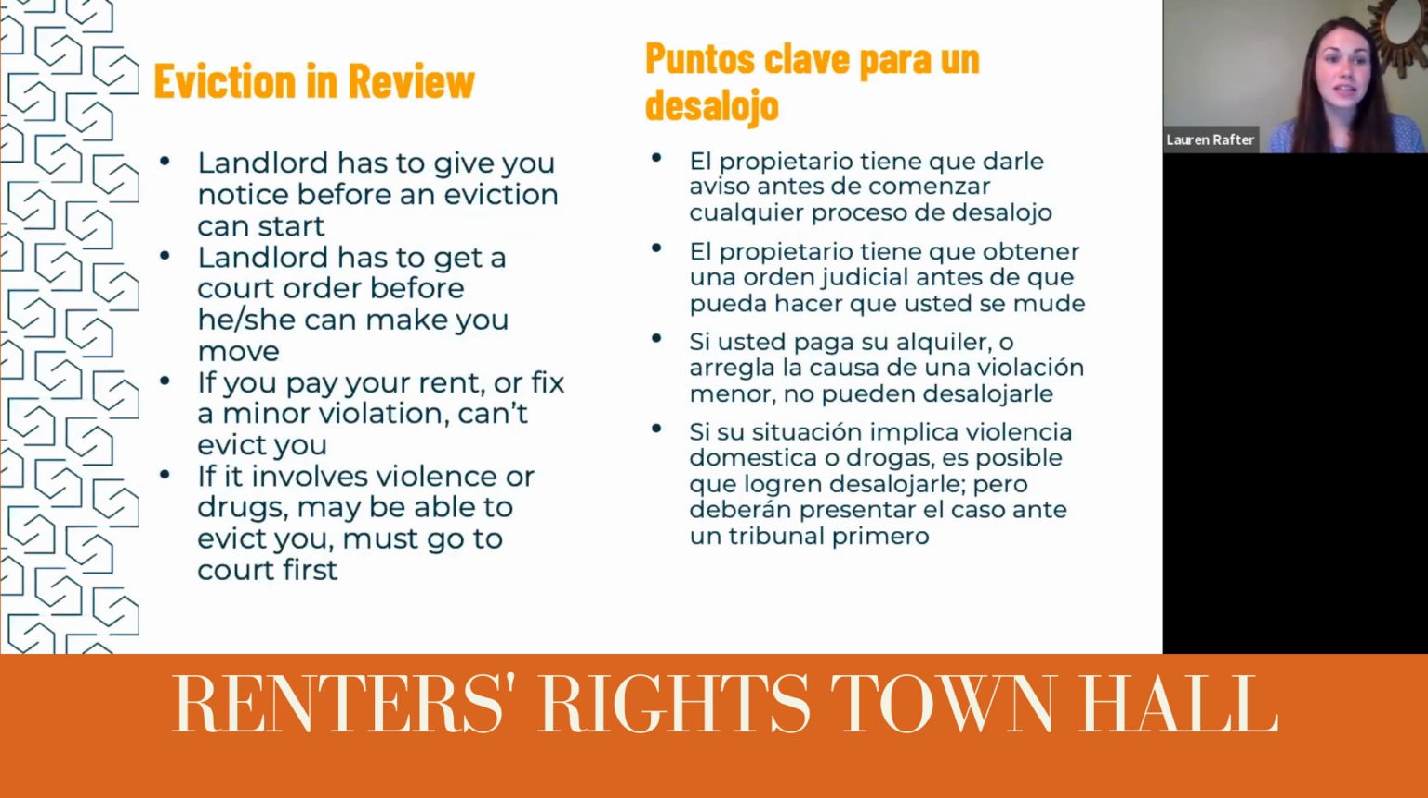The landlord has to give you notice before an eviction can start. Super important. The landlord also has to get a court order before they can make you move or move your personal belongings out. If you pay your rent or you fix the minor violation within those 10 days, the landlord cannot evict you. If it involves violence or drugs, the landlord may be able to evict you. That might be a substantial violation, but they still must go to court first.